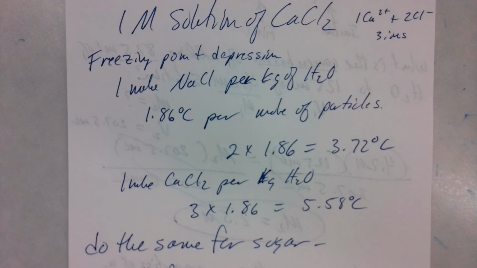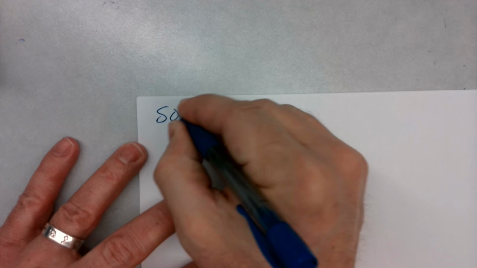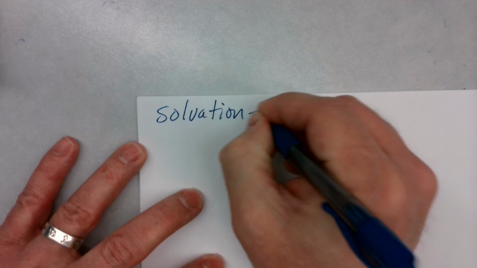Question. What's the difference between dissolving and dissociating? Okay, to dissolve simply means to mix in with the liquid, right? To dissociate means they actually do what? Split apart. Okay? Let's talk about that. Does anybody know what the word for that is? Nobody? It's called solvation. With an O, not an A.